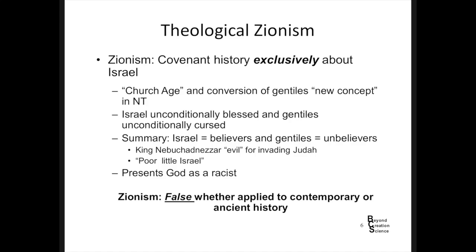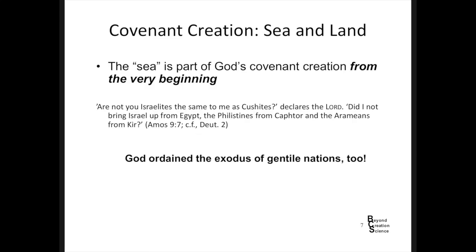So, Israel as the believers and Gentiles as the unbelievers in the Old Testament is not an accurate picture of covenant history, whether it is contemporary or ancient history. So Zionism doesn't work from the beginning or the end. Covenant creation offers the solution. Well, the sea is part of God's covenant creation from the very beginning. And covenant history bears the fact out that other nations, Gentile nations, had a relationship to God by faith. Not the same relationship as Israel.